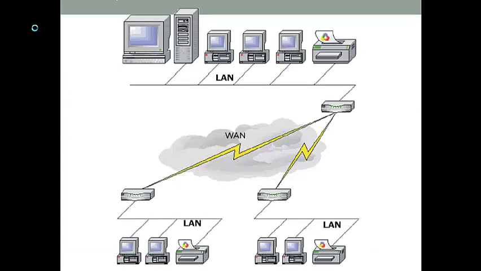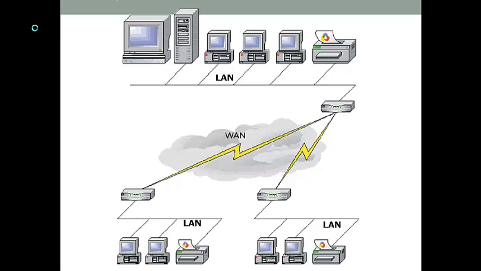Let's talk about LAN and WAN. LAN represents local area network. WAN represents wide area network. How can we classify a network as a LAN or a WAN? It depends on the coverage of the network. LAN usually covers 1 mile or 2 miles. WAN usually covers the whole internet.